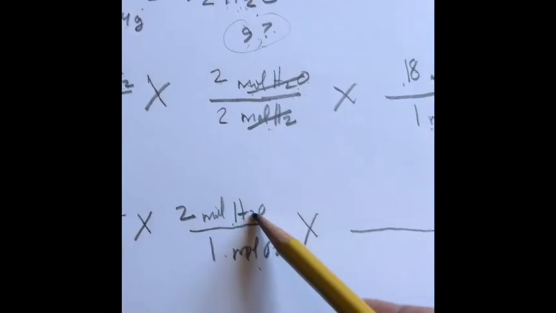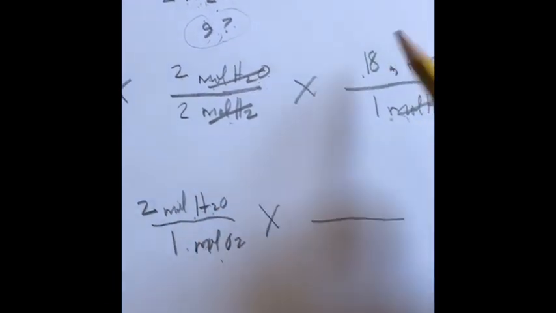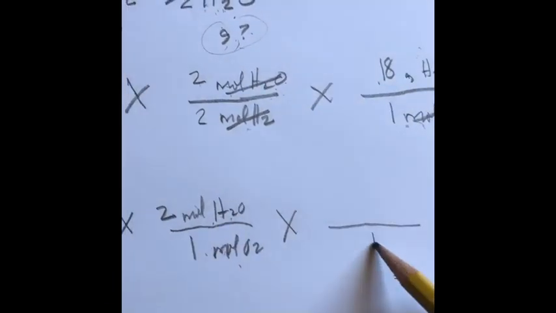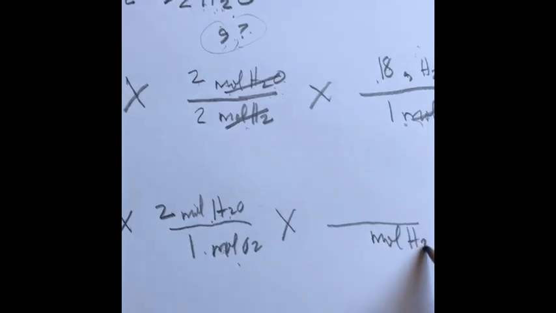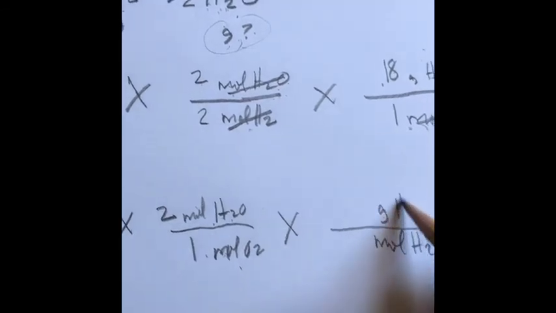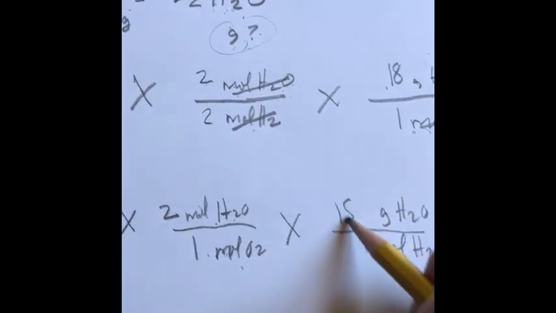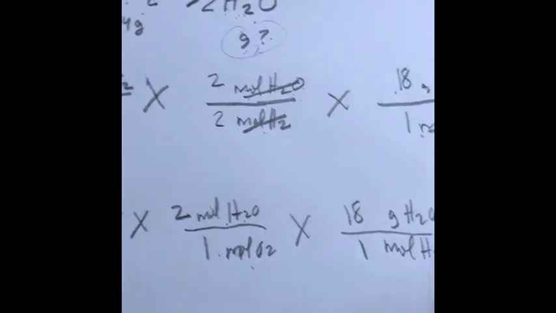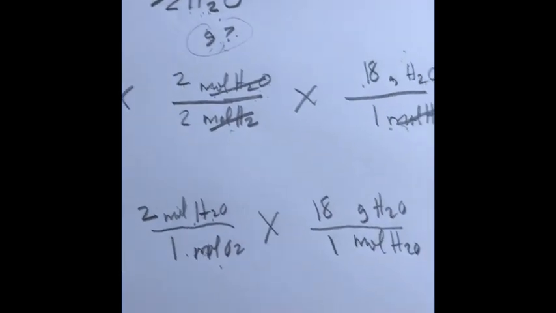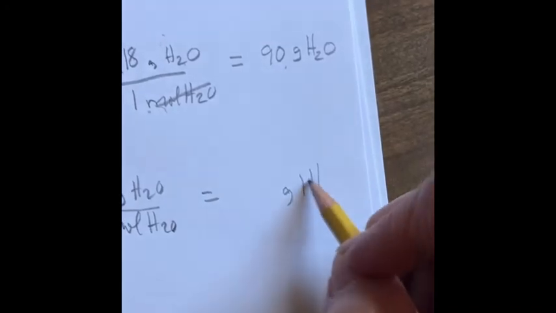Okay, the last step is we're going to convert to mass by using the molar mass of water. And that, by the way, is going to be the same as what you did up here. So you got moles of water, grams of water. There's 18 grams per 1 mole. That should give us grams of water.